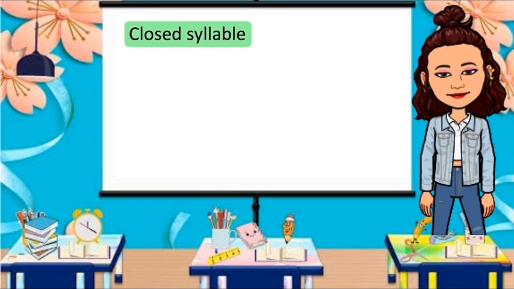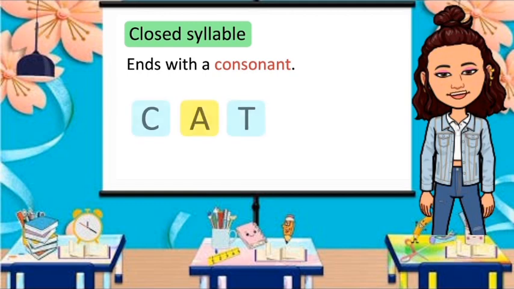Closed syllable. This type of syllable is called closed because the vowel in the word is closed in by at least one consonant. So essentially, the word ends with a consonant. The vowel in a closed syllable is usually a short vowel. For example, cat. So here we have a consonant followed by the vowel A, which is the short vowel A. The vowel is closed in by the consonant T.